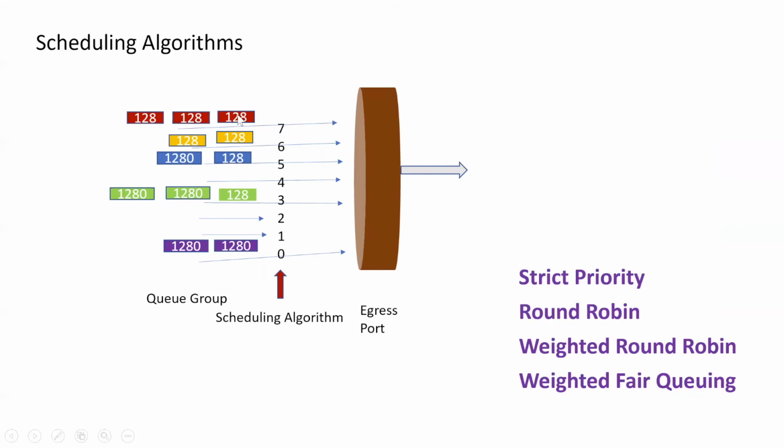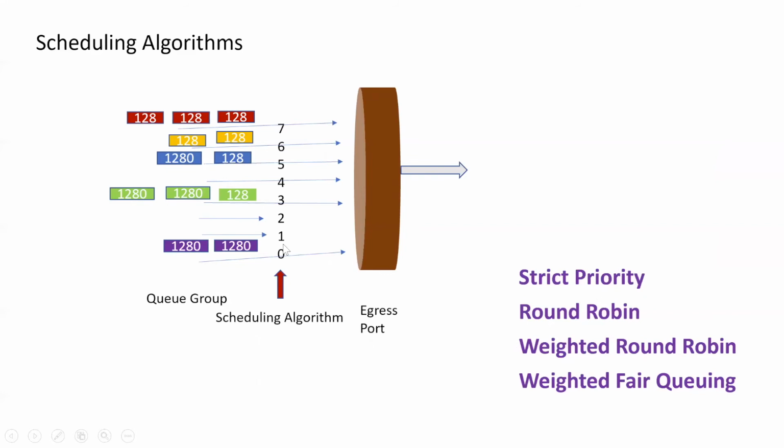Round robin is, I'm going to take one packet from this queue, one packet from this queue, and so on. So we go 7, 6, 5, 3, 0, 7, 6, 5, 3, 0, 7, 3. That would be how the traffic would be dequeued and sent out on the link in a round robin system.